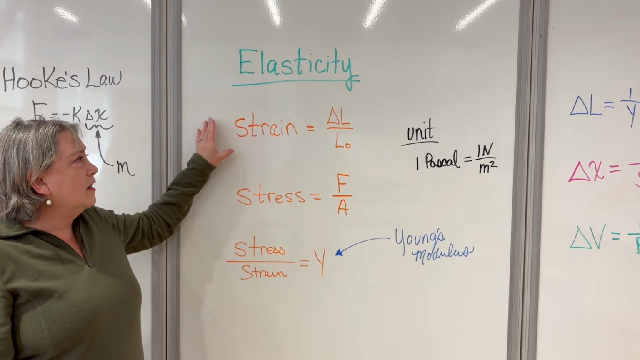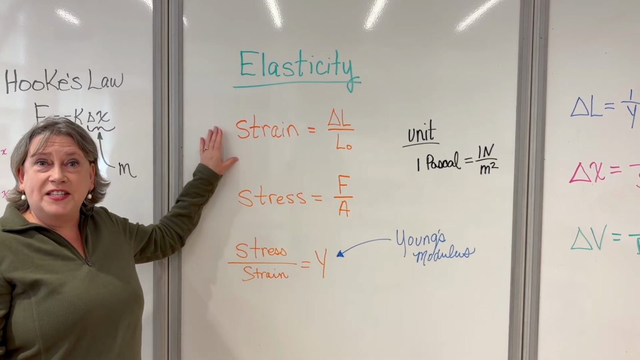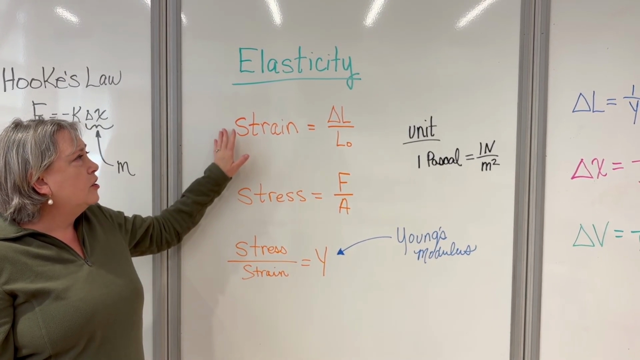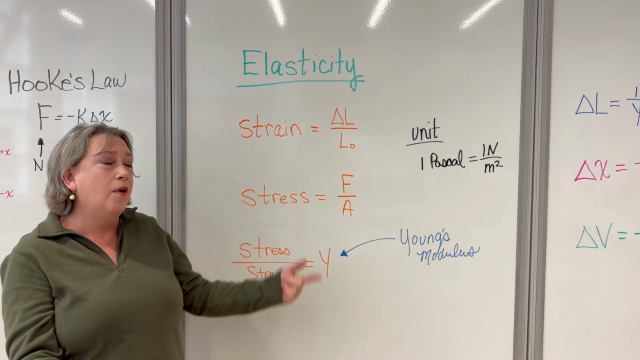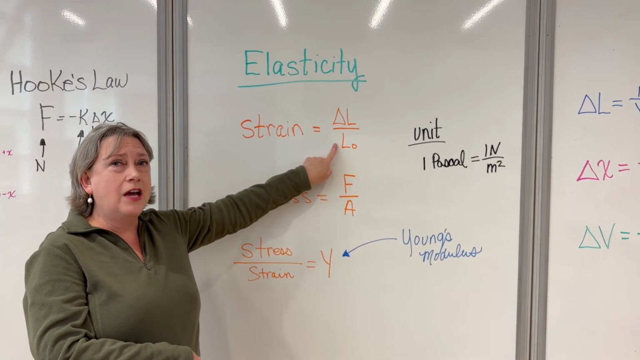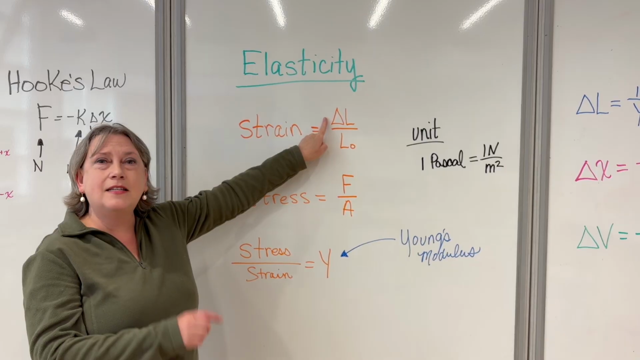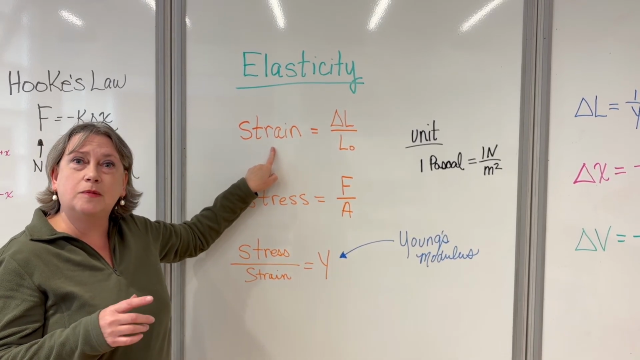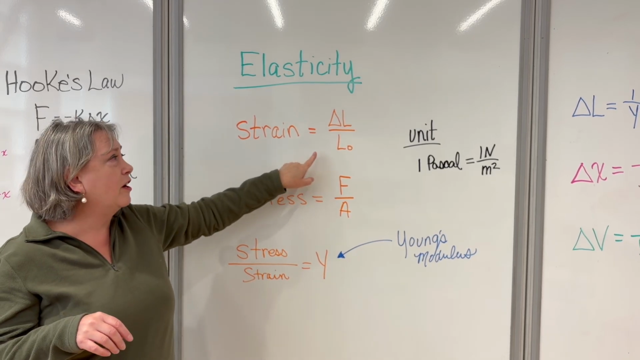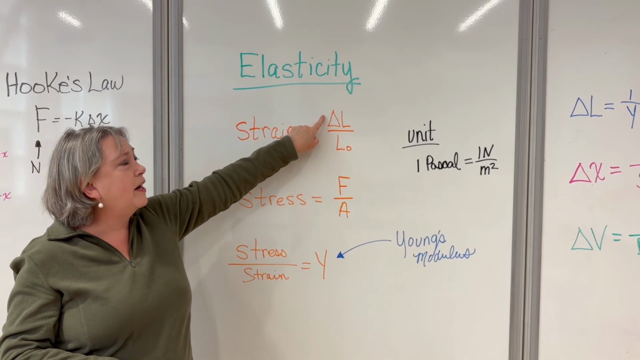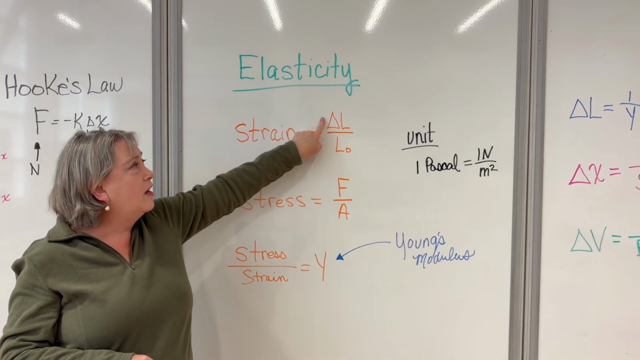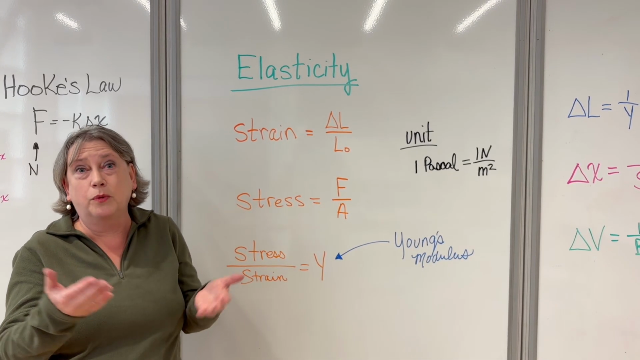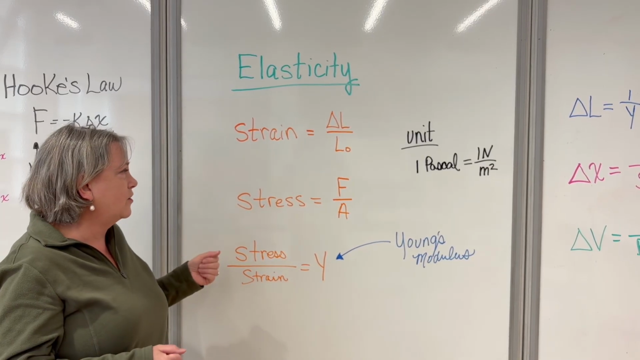So in calculating these, there are quantities that physicists and engineers have come up with called strain and stress. Strain is a ratio of the original length of the object and how much the length changes. So that's a measure of how much it's been strained. If I look at its initial length compared to how much it changes, if this is a small number, it doesn't have a lot of strain. If it's a really big number, it would have a lot of strain.